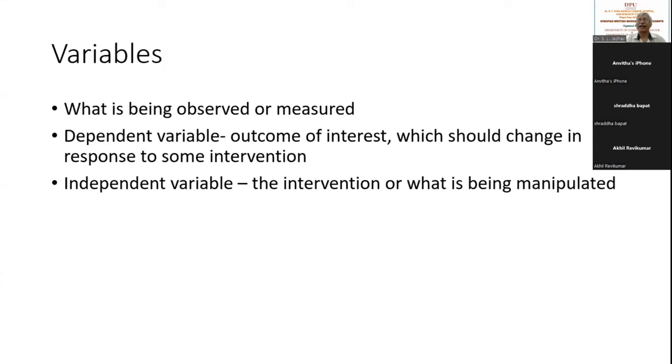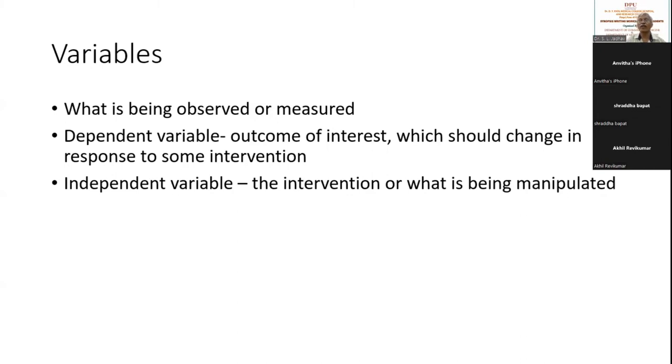Now, I think some of you might be knowing this. What is a variable? A variable is something that you are measuring, what is being observed or measured. Now, what is a dependent variable? The outcome of interest. Let's say that I am giving a particular drug and I'm finding out the fall in HbA1c level. Then your dependent variable is fall in the blood sugar level or HbA1c levels.